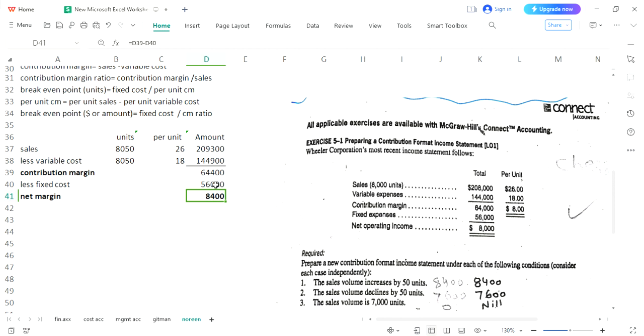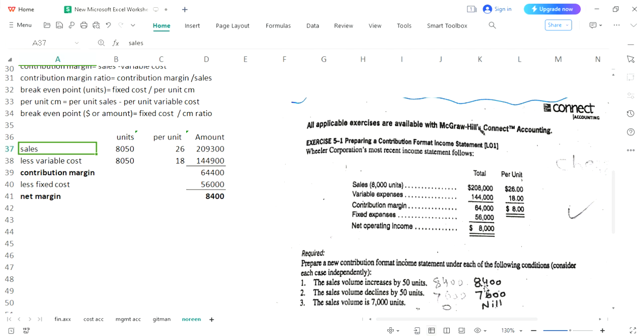Now what can be simpler than this? We have written our contribution margin format income statement. It is also called the contribution format income statement. You may add margin or you may not. So we have applied this simple income statement and taken amounts from the question, and we have calculated our net margin, which is 8,400.